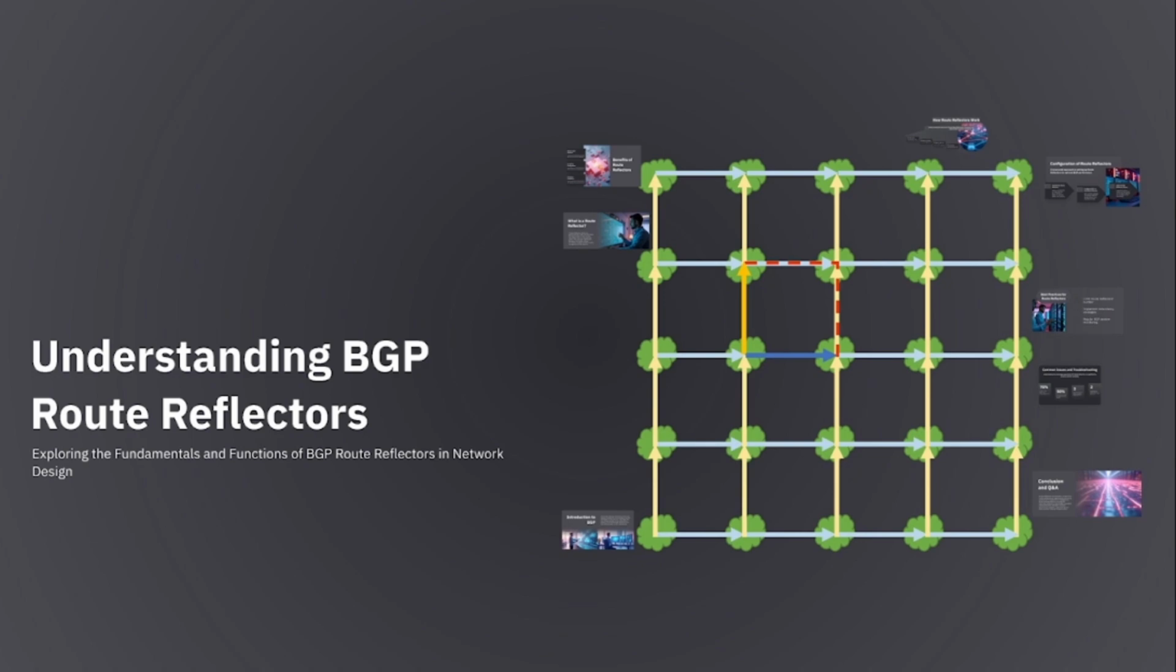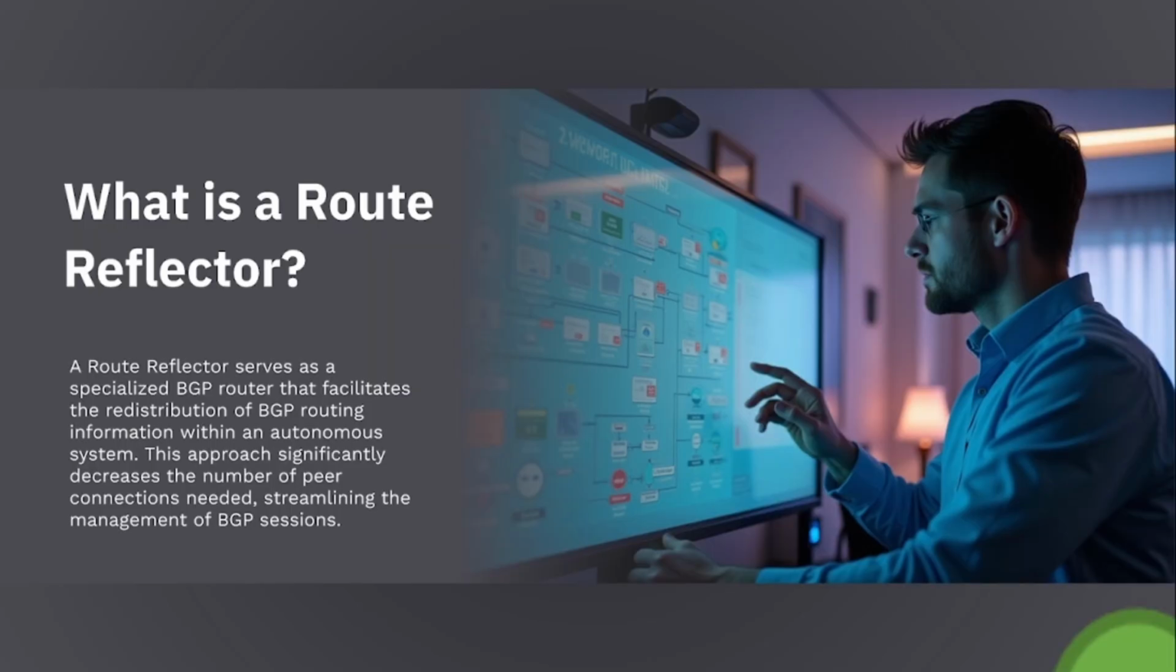Now we'll understand the BGP route reflectors. We'll explore the fundamentals and functions of the BGP route reflectors. So we already know that BGP is the Border Gateway Protocol. Now, what is the significance of the route reflector? What does it reflect? We already have configured the BGP, but what is the significance of the route reflectors?